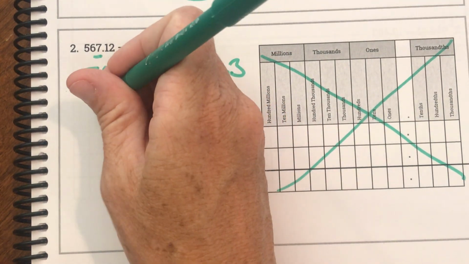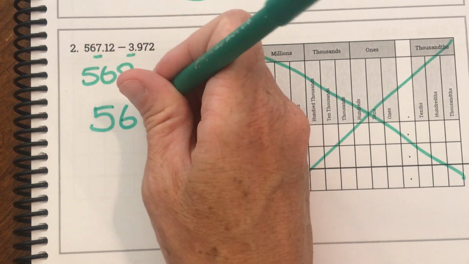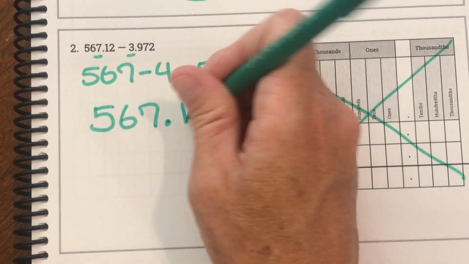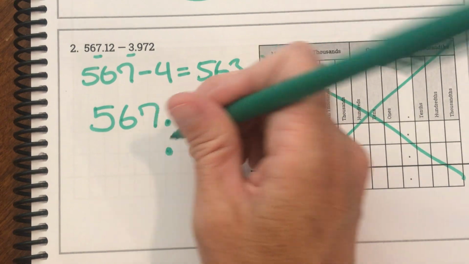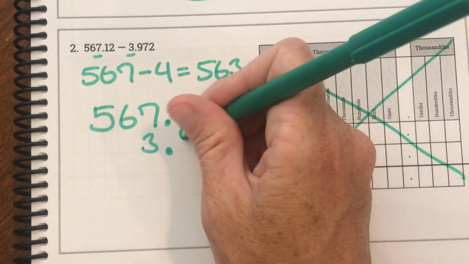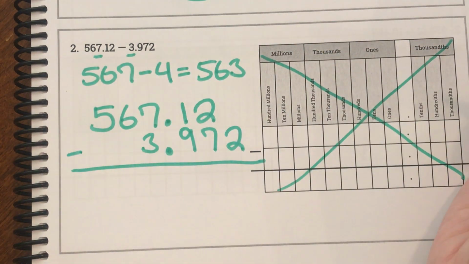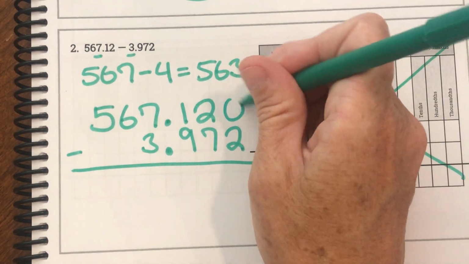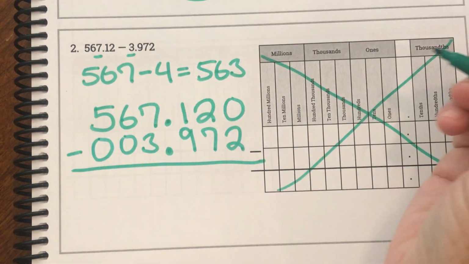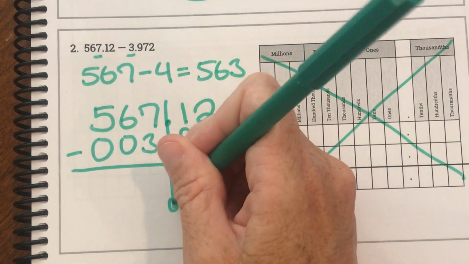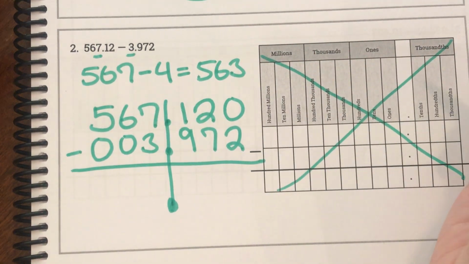Okay, so we're going to set up our problem by lining up our decimal, which will then line up all of our other digits as well. And then we're going to add in our zeros. Oops, I forgot to add that. And now we're ready to evaluate.